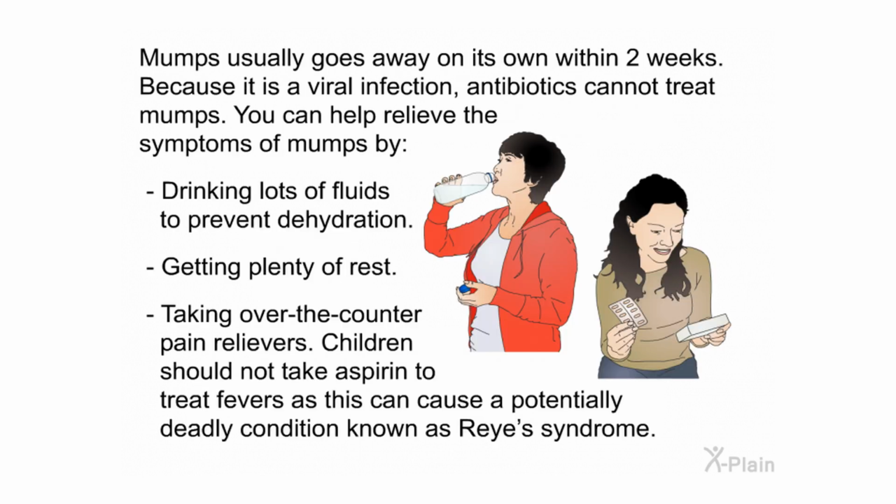Mumps usually goes away on its own within 2 weeks. Because it is a viral infection, antibiotics cannot treat mumps. You can help relieve the symptoms of mumps by drinking lots of fluids to prevent dehydration, getting plenty of rest, taking over-the-counter pain relievers. Children should not take aspirin to treat fevers, as this can cause a potentially deadly condition known as Reye's syndrome.